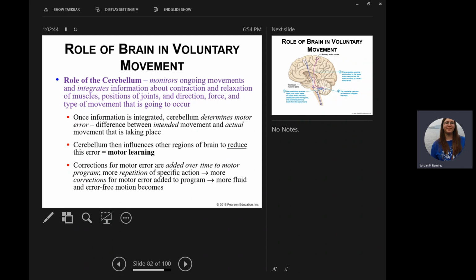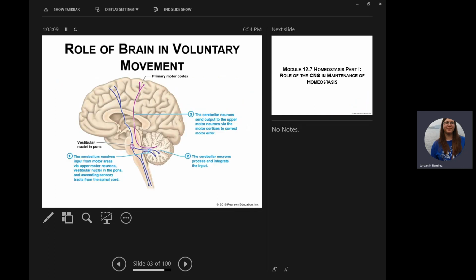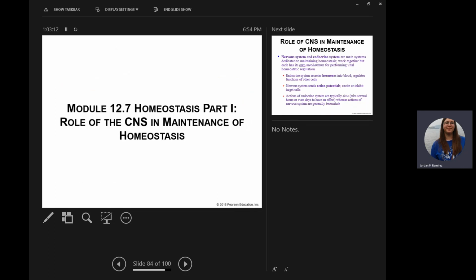All right, so we already talked about the cerebellum. Basically, the gist of this slide is that the cerebellum is involved in motor learning and in smooth movements with your muscles. If you didn't have a cerebellum, all your movements would be jerky. They'd be really uneven and just jerky. That's really the function of that slide there.